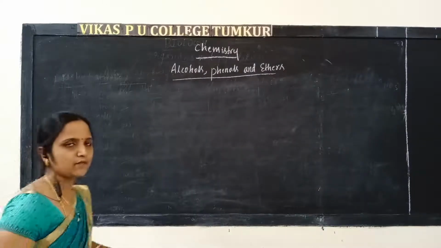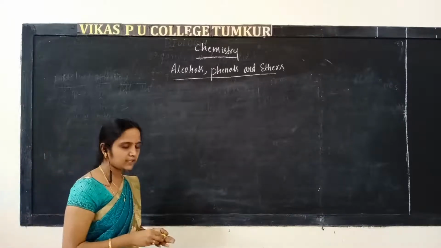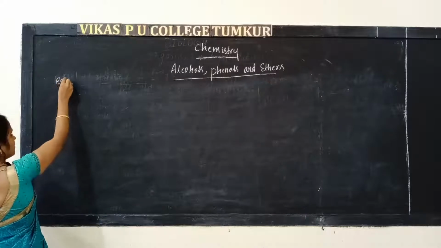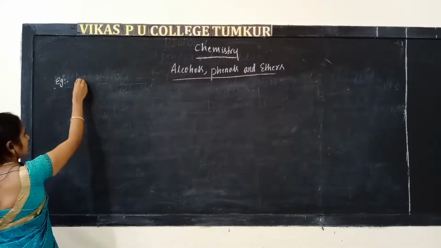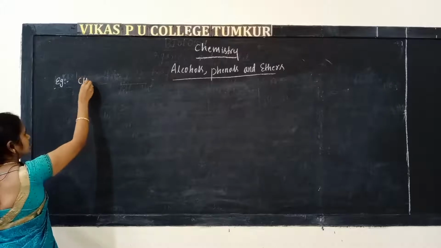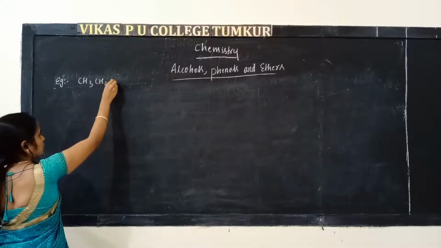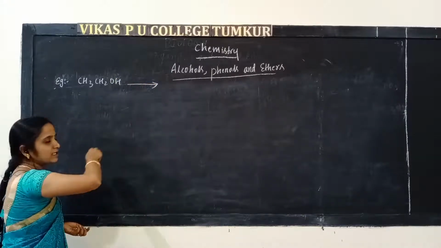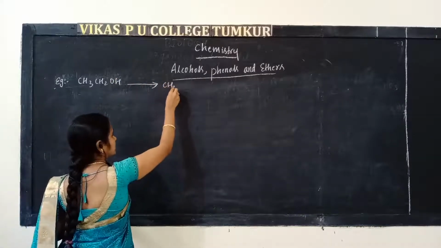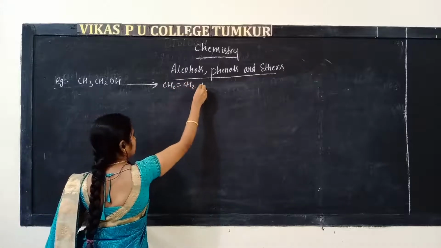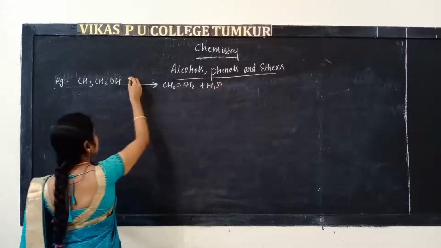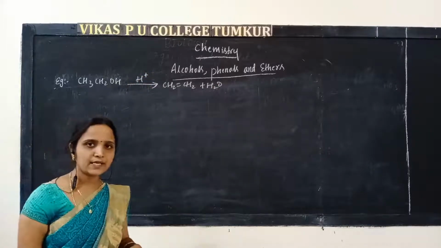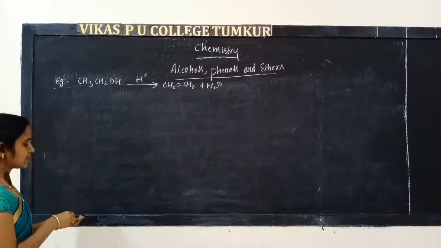Until now we have discussed the dehydration of alcohols. First I took the primary alcohol example, ethyl alcohol, CH3CH2OH. This undergoes dehydration to form ethene plus water in the presence of an acid, concentrated sulfuric acid. Now we are going to study the mechanism.